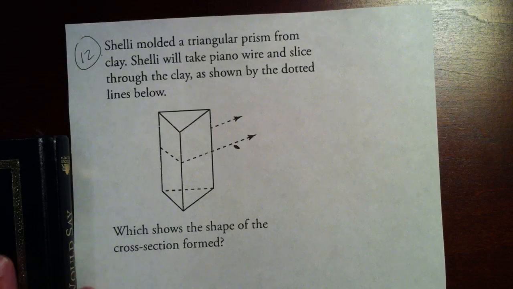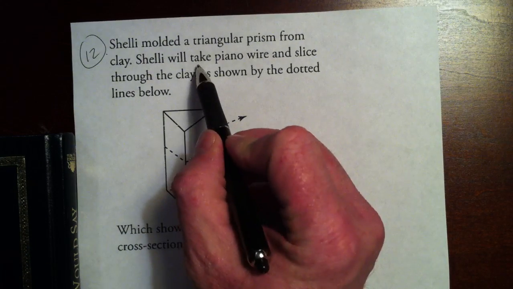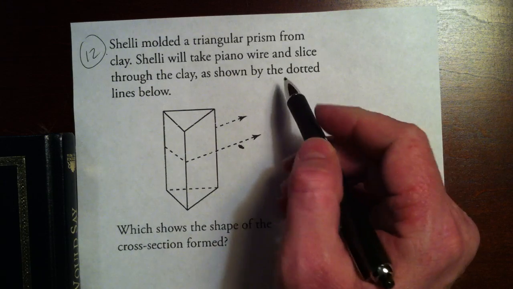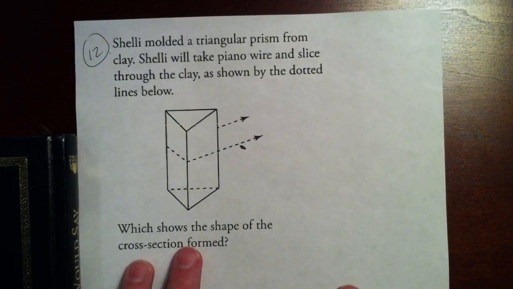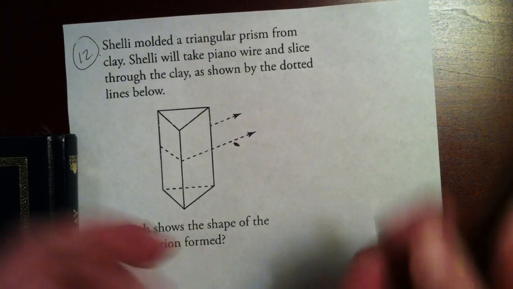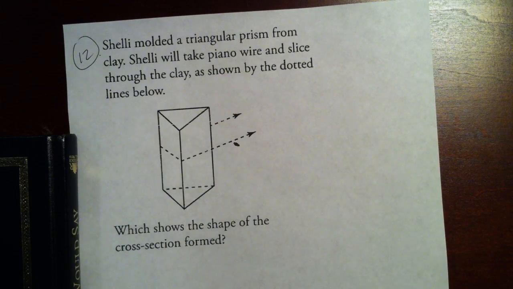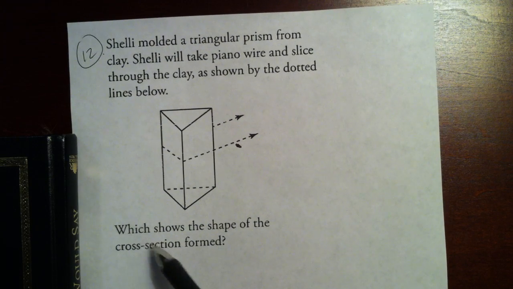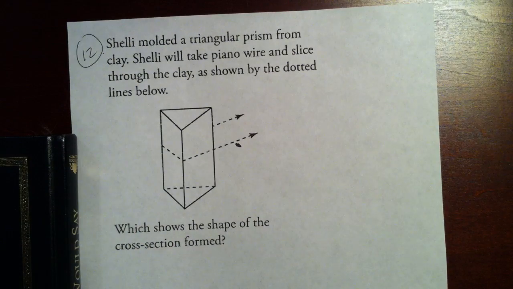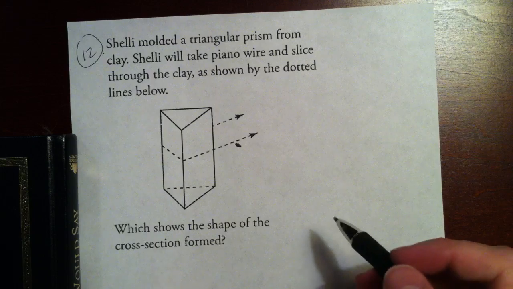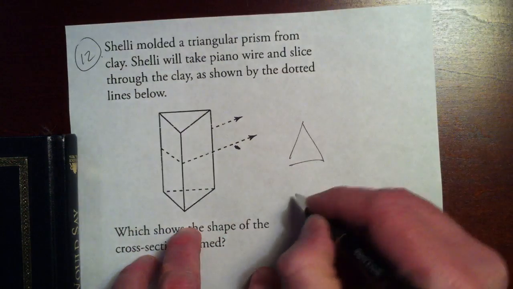And finally, number 12, Shelley molded a triangular prism from clay. Shelley will take piano wire and slice through the clay. I don't know if you've ever done that in art class, but that's what we used to do. We used to take a piano wire and slice right through there to cut it, as shown by the dotted lines below, which shows the shape of the cross-section formed. If she pulls that rope through there, and then turns it on its side and stares straight at it, that's going to be a triangle.